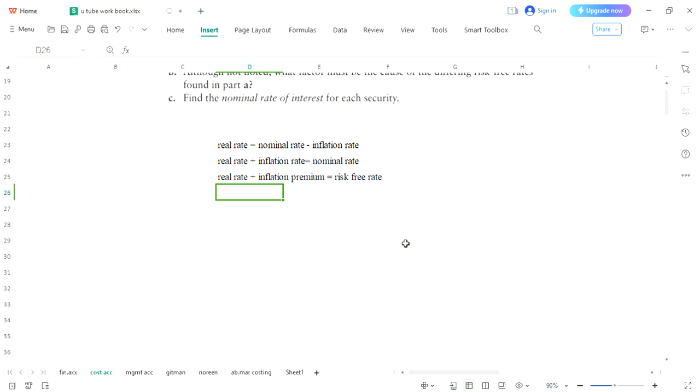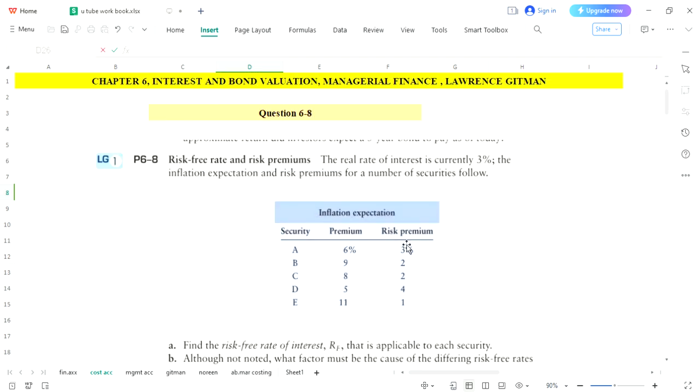And if you will add real rate in inflation premium, as well you will add your inflation risk premium.